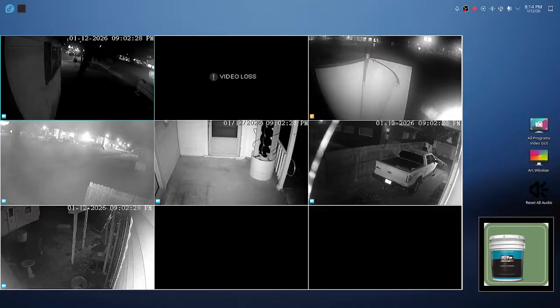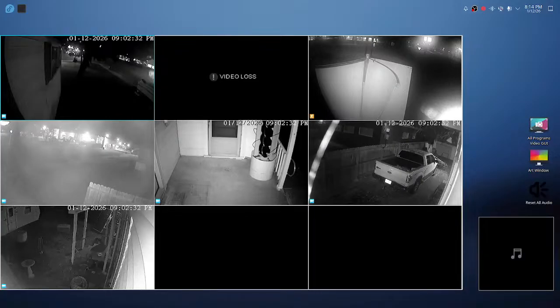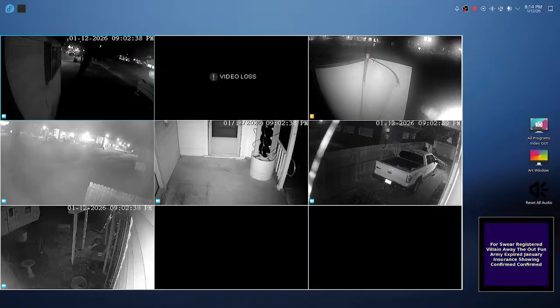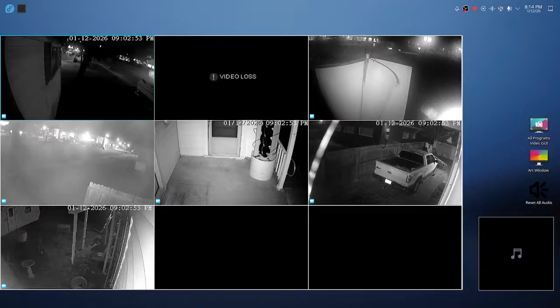Out to 932. Yeah. Very good. 2018 Chrysler, registered to Villanueva, out of Bonnie. Expires January of 26. Insurance showing unconfirmed. 3125.